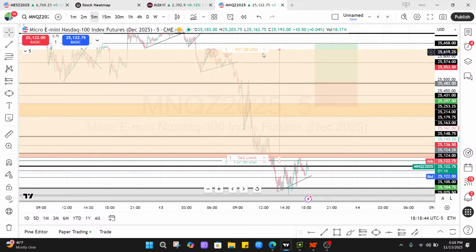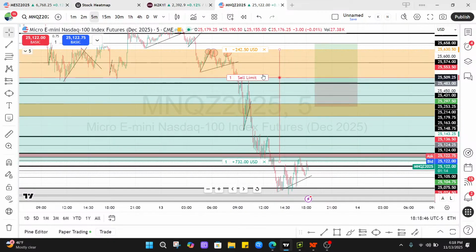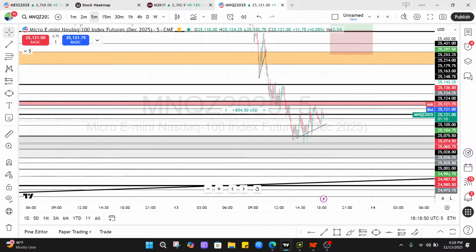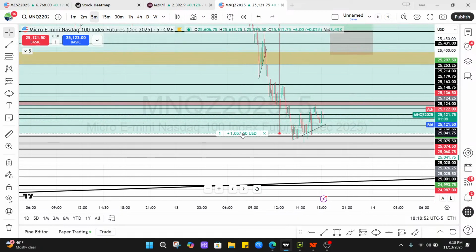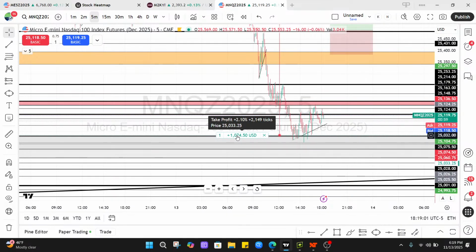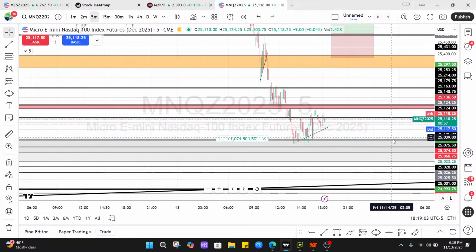So let's say my stop would have been here. My entry would have been here. And then my target would have been 25,000, right here. Look at that. $1,000 on one micro. On one micro. That's impressive right there.